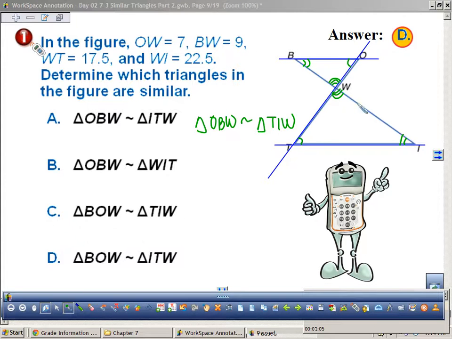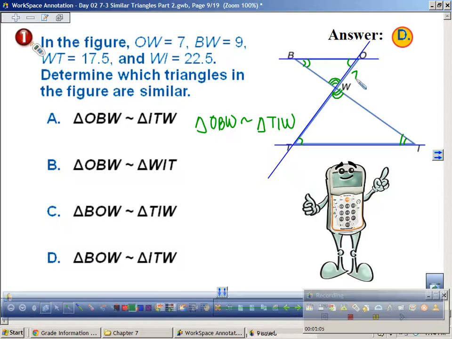So OW is 7, so here's OW. BW is 9. WT is 17 and 5/10, WT is 17.5. And WI is 22 and 5/10.